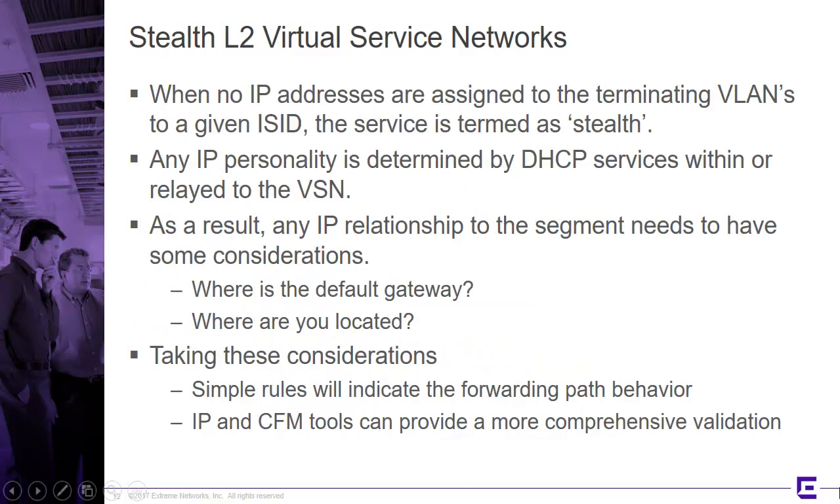Now, when, again, we put no IP addresses on the VLANs, we term the service a stealth Layer 2 network. Any IP personality is determined by DHCP services within or relayed into that VSN. As a result, any IP relationship to the segment needs to have some considerations. You have to have some topological knowledge. You have to know where your default gateway is located, and you also have to know where you are located. Now, once you have that information, you can take those considerations and then use simple rules to indicate your path forwarding behavior, or you can use IP and CFM tools for a more comprehensive validation, which is what we're going to do in this exercise.